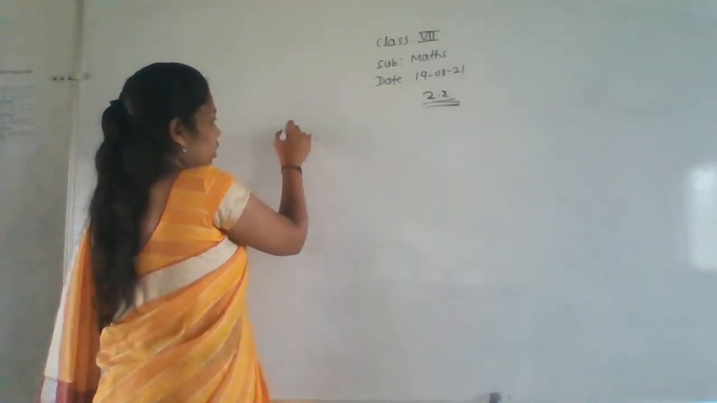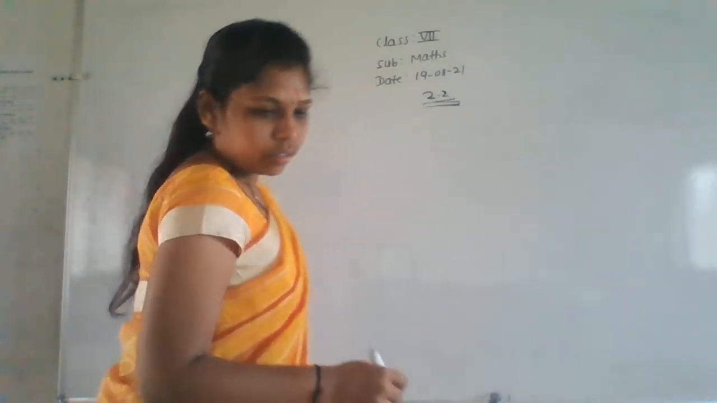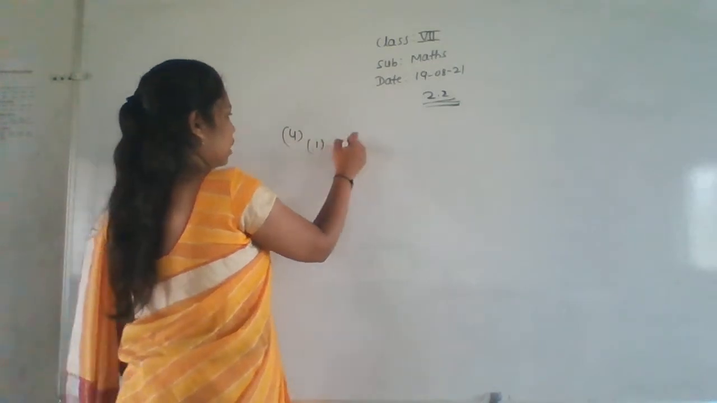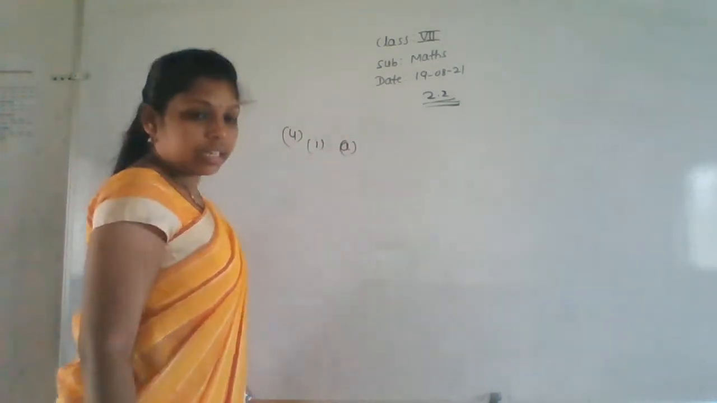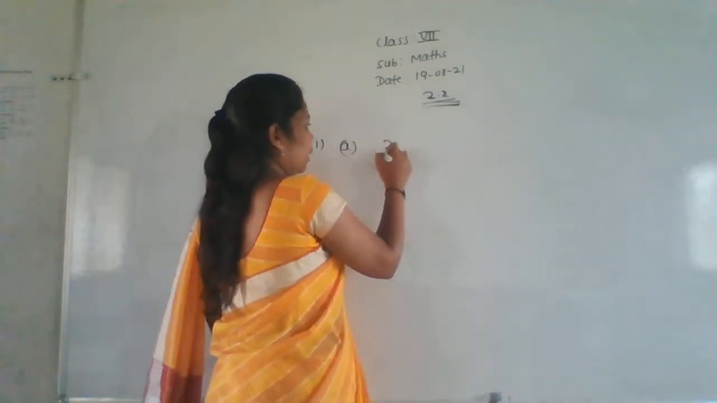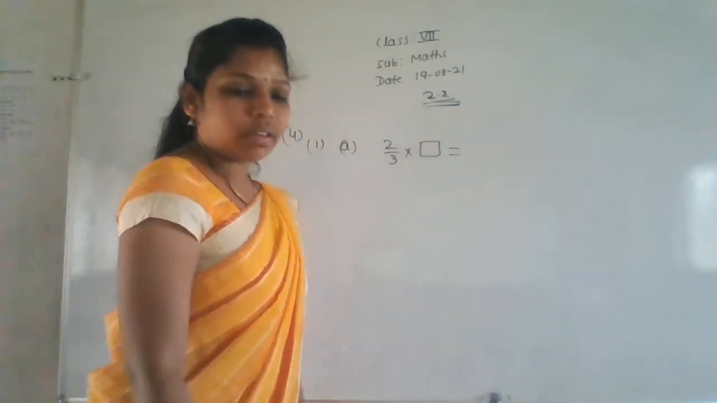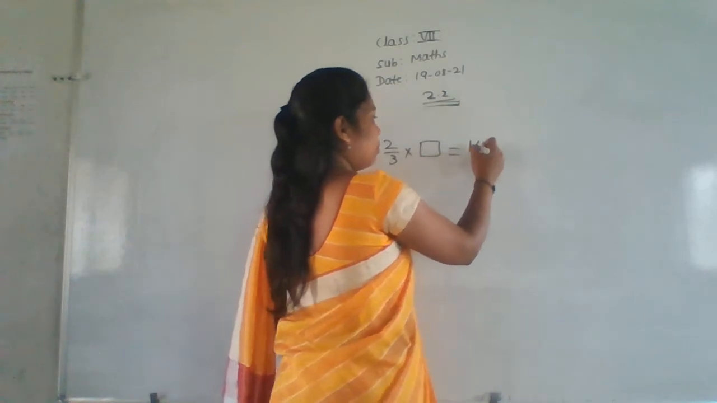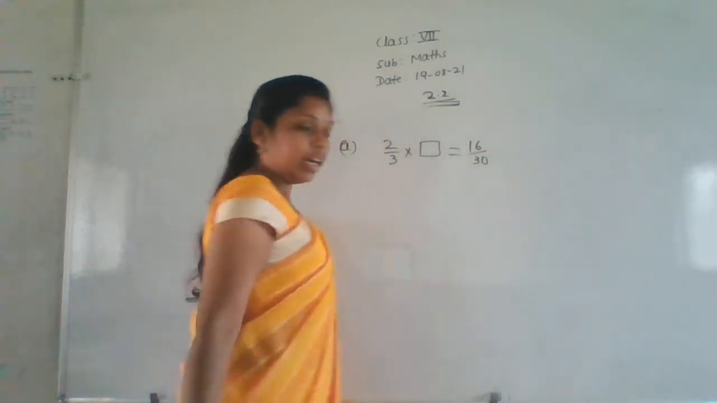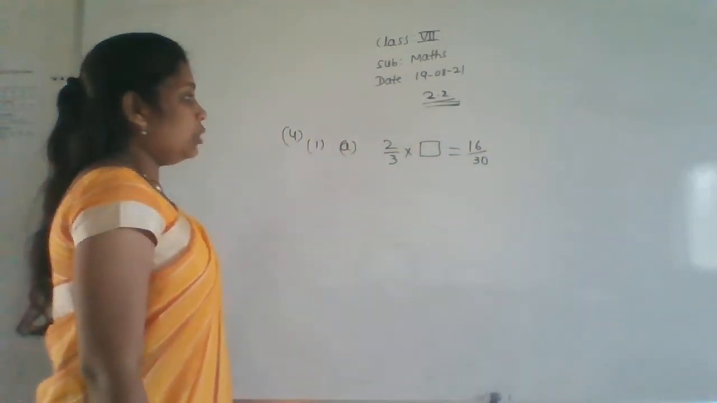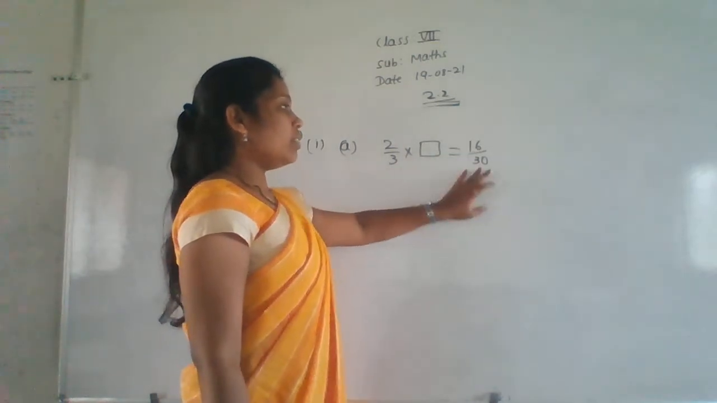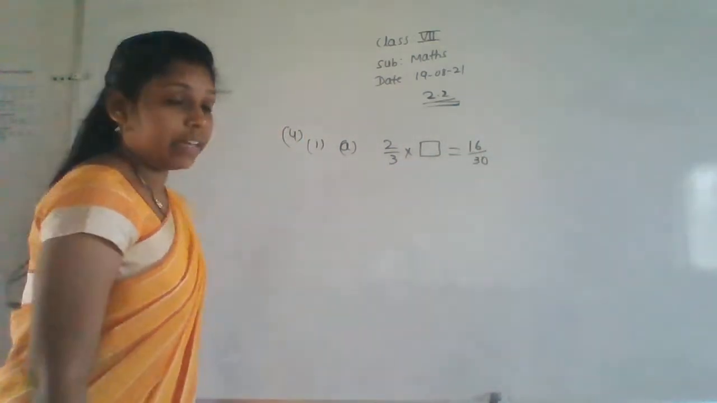Fourth main. In that first portion, again 8 one. They have given 2 by 3 into a box here, that is equal to 16 by 30, right? 2 by 3 into a box, and after that 16 by 30 they have given here.